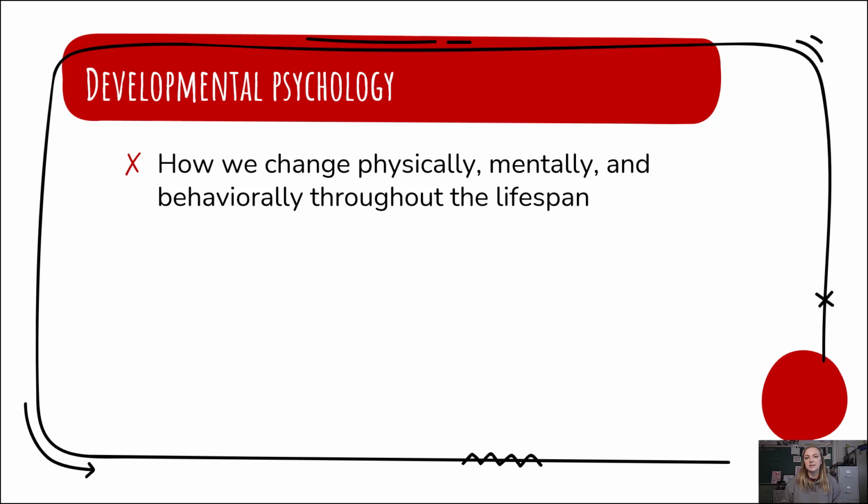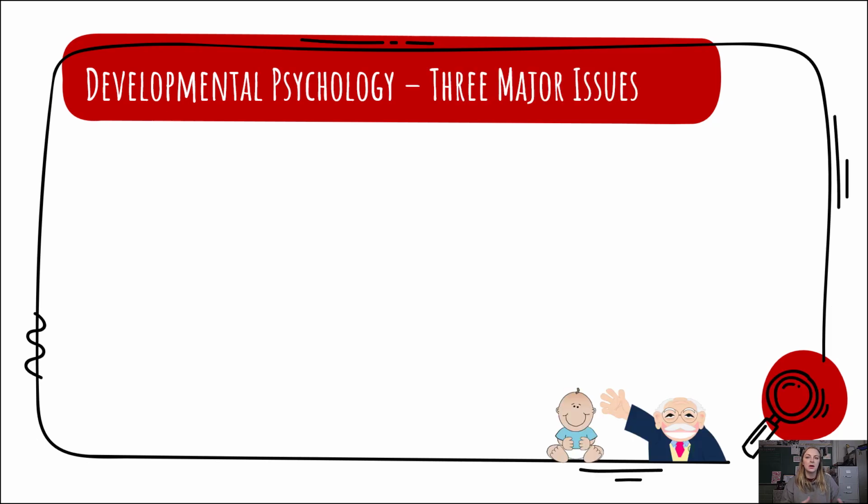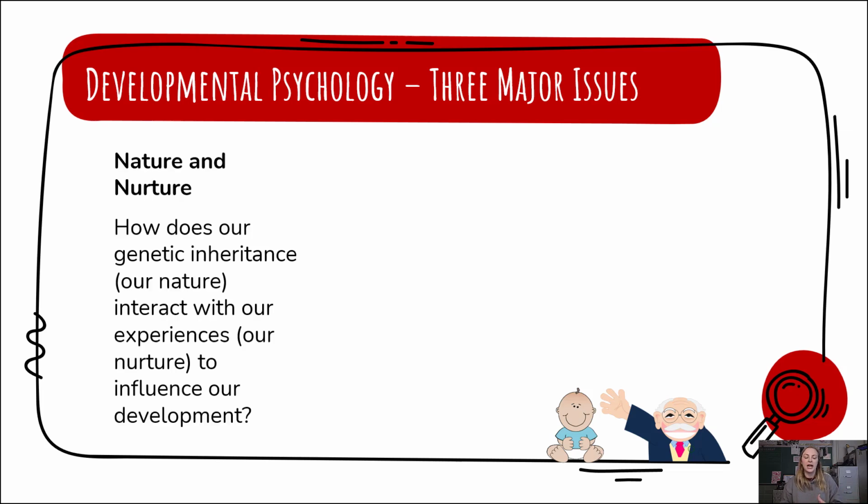In the field of developmental psychology, there are three major issues that are debated among developmental psychologists. The first is the question of nature versus nurture. And this is asking the question, which thing influences our development more? Is it our genetic inheritance, our nature, so our DNA that is passed down from our parents, that interacts with our experiences, our environment to influence our development? Or is it vice versa? Is our environment driving our development and our genetics are kind of responding to that?